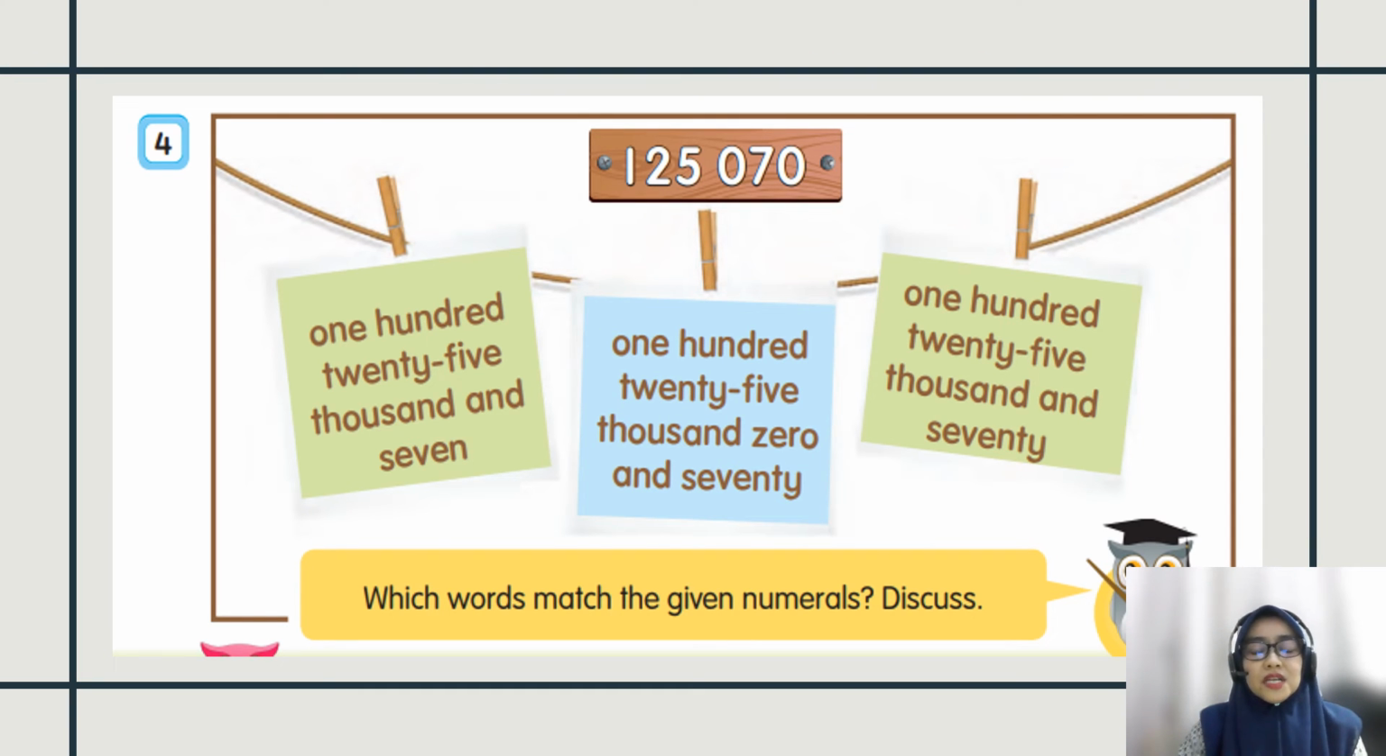Okay, last, look at this. How to say the number shown on the card? Is it 125,007? Is it correct? Or we say it as 125,000, 0 and 70? Or the last one, we say it as 125,070. I hope you can choose which one is correct. Teacher harap awak boleh pilih daripada beberapa example teacher bagi tadi, so awak dah boleh say the number correctly, and write the number in numerals and in words correctly.